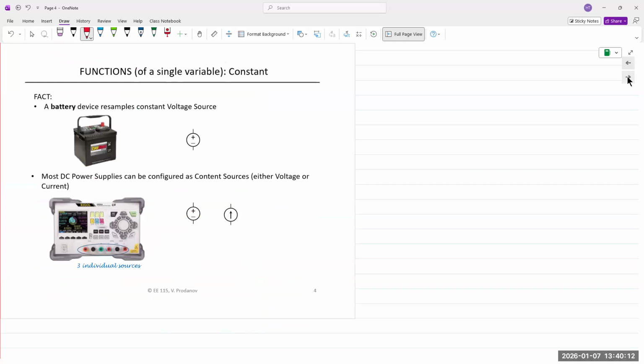Battery is an example of a voltage source. We cannot change, set, or program current in a battery. So battery is an example of a DC voltage source. It provides an output voltage that is constant. Sometimes a battery is also represented by this symbol: two horizontal lines, one long, one small, that indicates a DC battery or a DC voltage source.